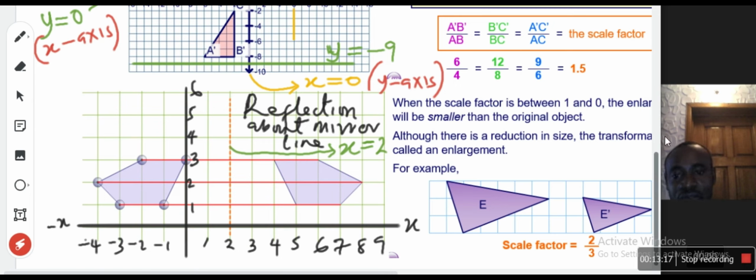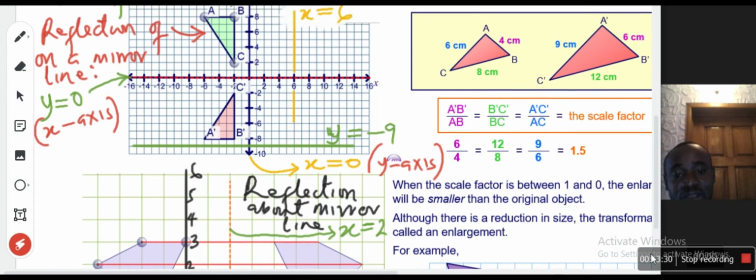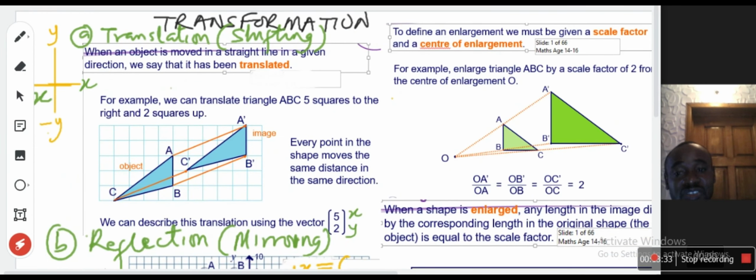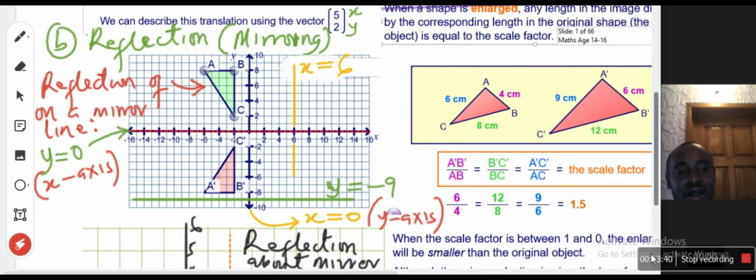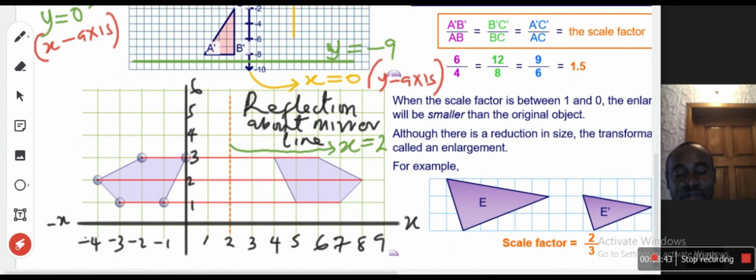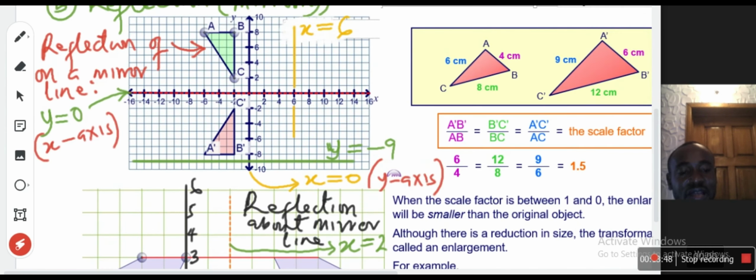So in describing a reflection, all you need is the mirror line. Just mention the mirror line. In describing a translation, you need to talk about the translation vector, like (5, 2) in this case, and the other ones we worked on. That's how simple this thing can be. Of course, we'll be looking at enlargement and rotation after this.